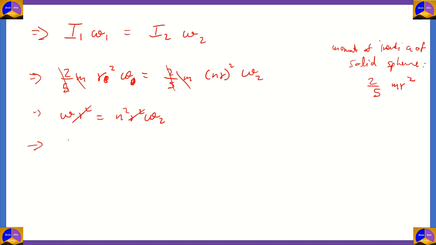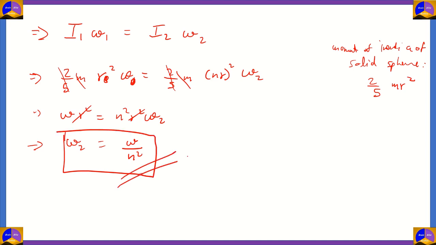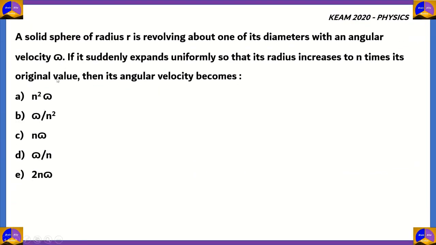Now let's take omega 2 on one side. The other side will be omega divided by n square. So the angular velocity of the sphere after expanding to n times the original radius is omega divided by n square. So among the given options, it is clear that option B is the correct option.